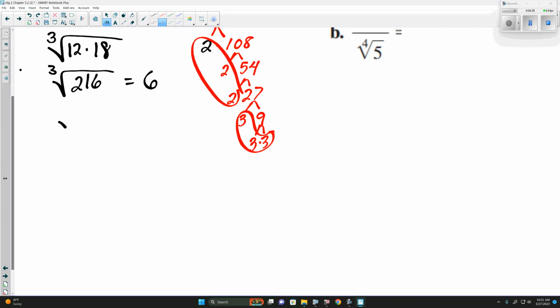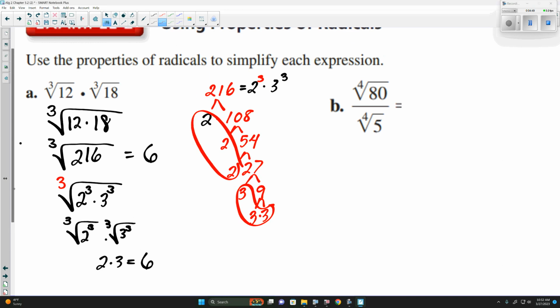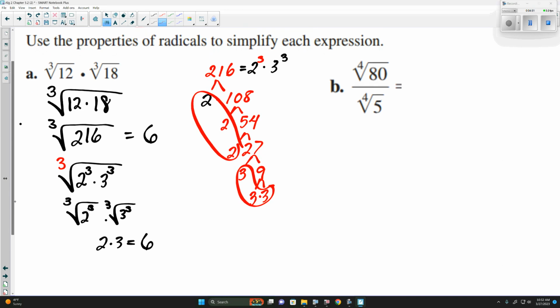So another way we can look at this is the cubed root of 2 to the third times 3 to the third. So we're really looking at the cubed root of 2 to the third times the cubed root of 3 to the third, which is 2 times 3, which gives us 6. Any questions on this here so far? Questions on anything we've done so far?